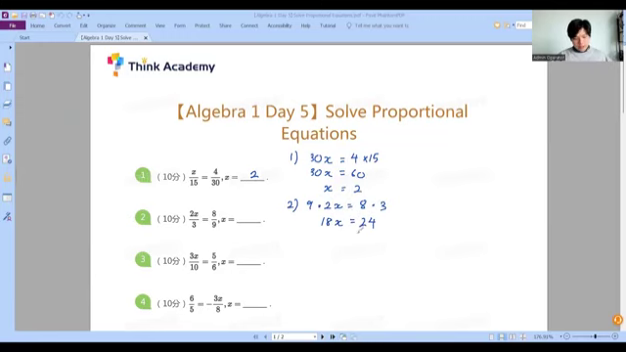Alright, and now we move on to 24 divided by 18. I can simplify this to get 4 out of 3. And that's my final answer here.